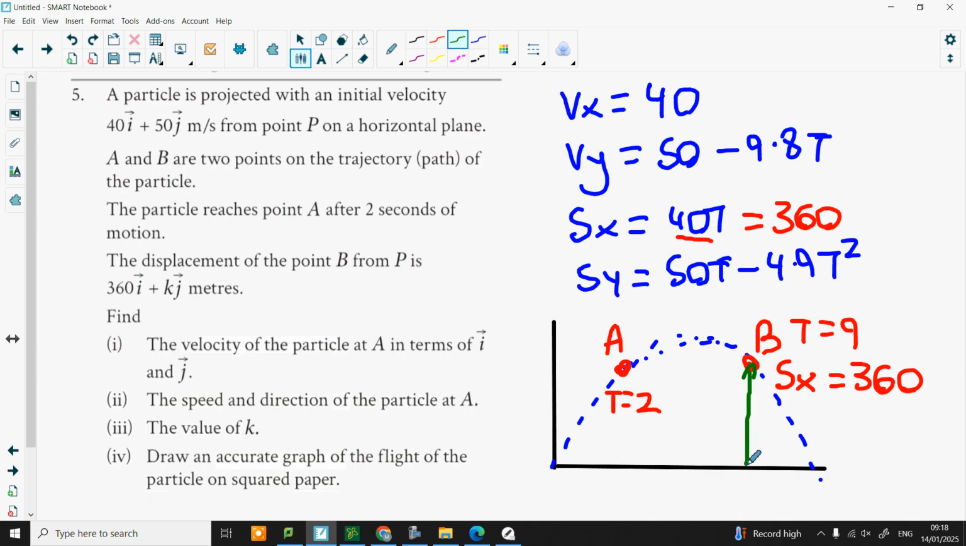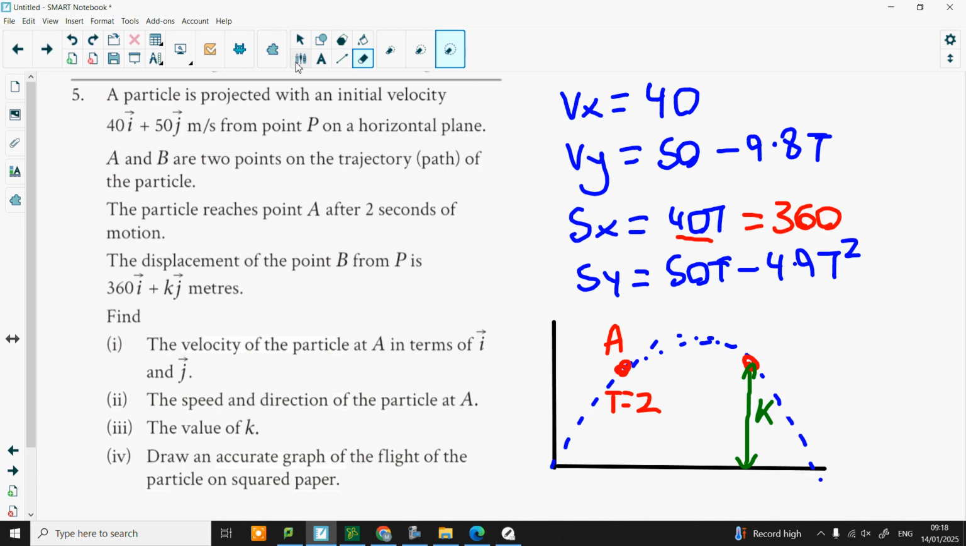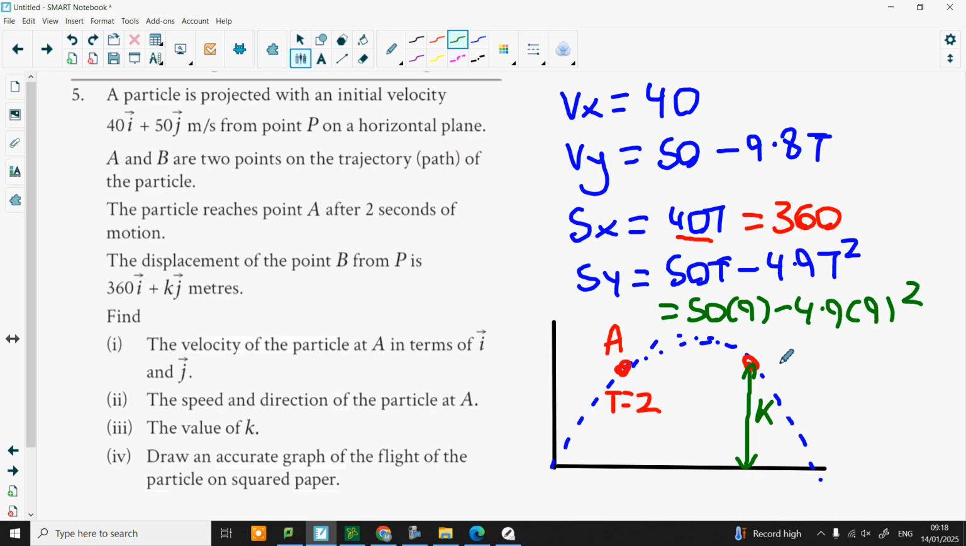Okay? Now, what's the deal with k? k is actually the height at 9 seconds. So how can I find that out? I know I'm doing it in the wrong order, but what can I do with the Sy equation? Sub in 9. Yeah, let's do that really quickly and I'll do the other thing in a minute. So we're going to find out what k is. 531 over 10. What? 53.1.